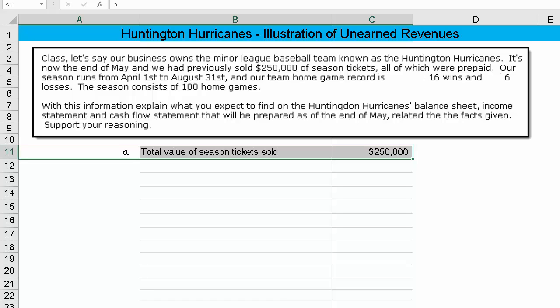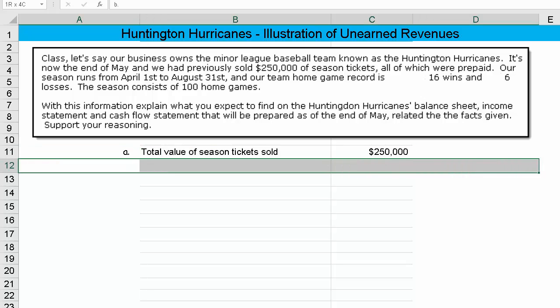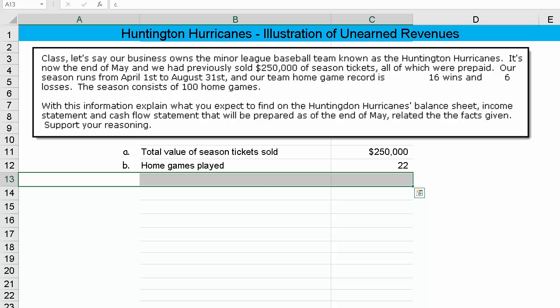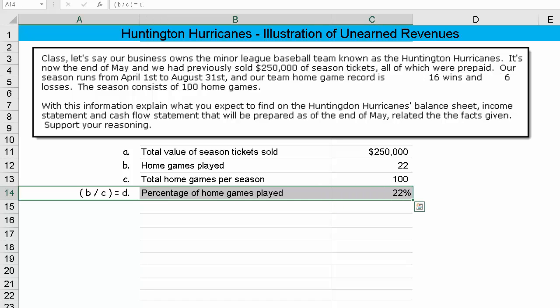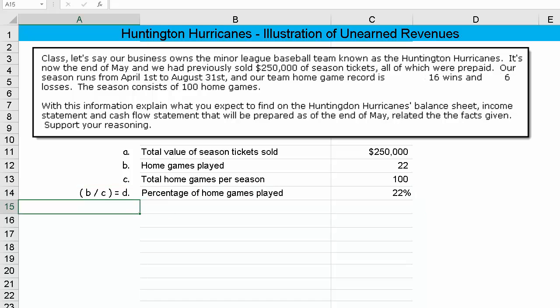The total value of the season tickets sold was $250,000. We know the home games played is 22. We know that the total home games per season is 100. Therefore, if we take the home games played and divide it by the total home games per season, we know that the percentage of home games played so far is 22%.